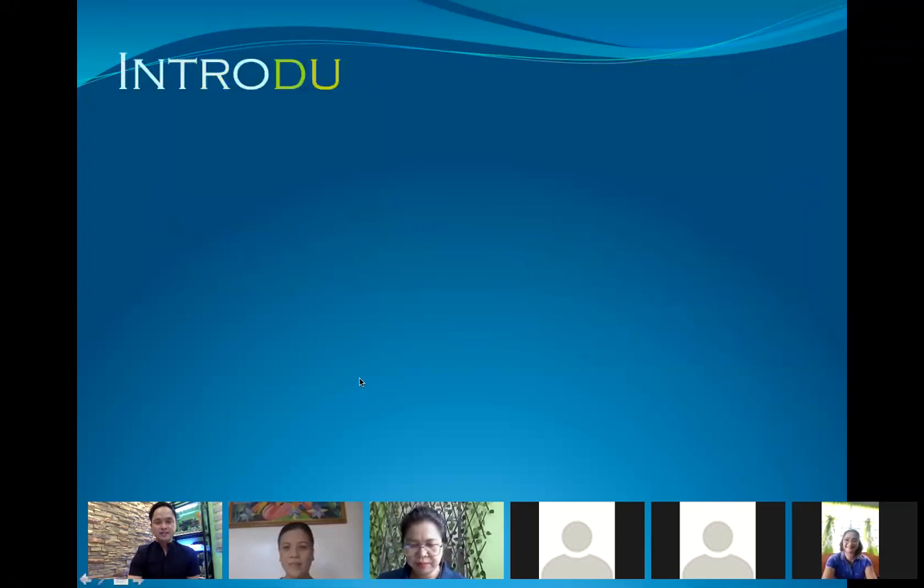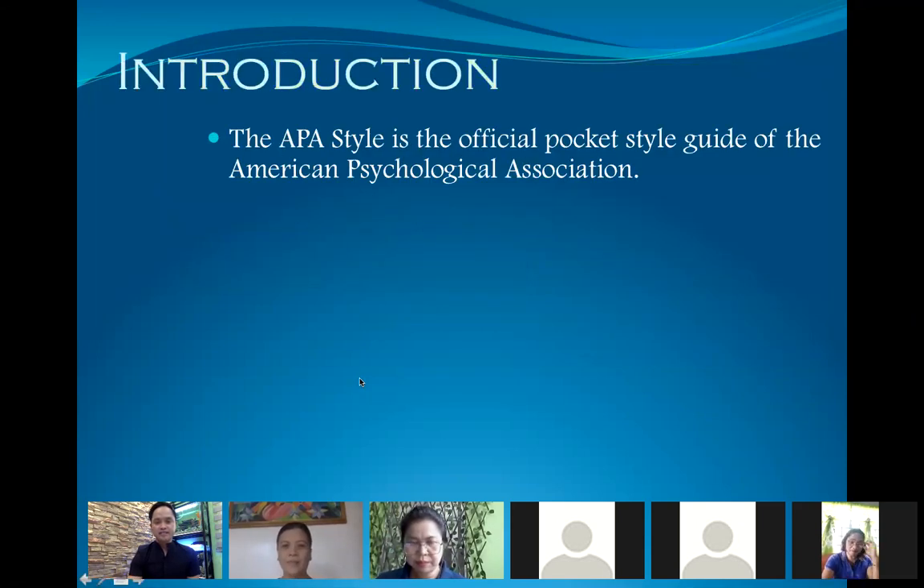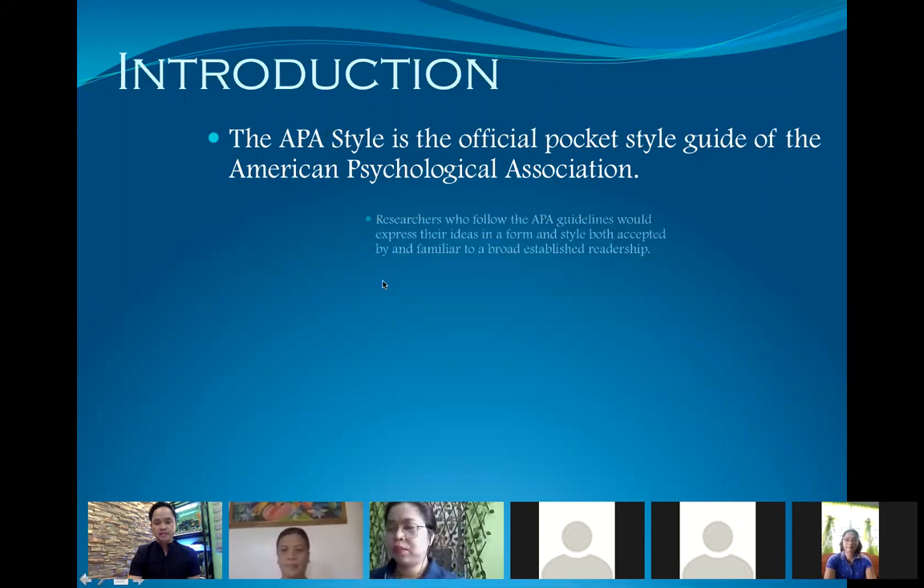Sige, let's start. So when you say APA style, this is the official style guide of the American Psychological Association. The recent CMO of the Commission on Higher Education, CMO number 15, series of 2019, states that all researches in the graduate school must be publishable. Meaning to say, if you want to publish your research paper in the future in any international journals, you must be utilizing the APA style in writing your research paper.